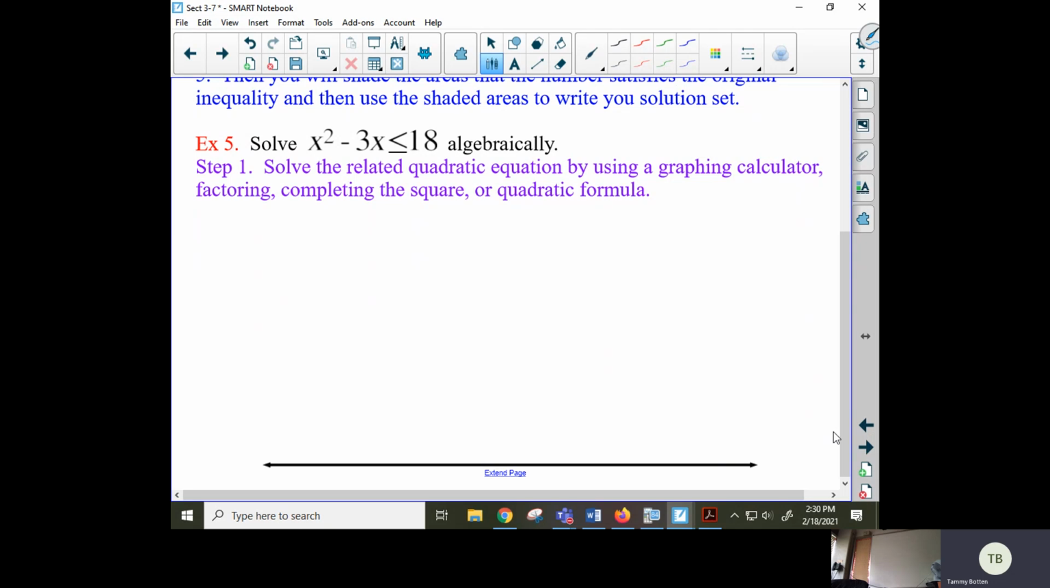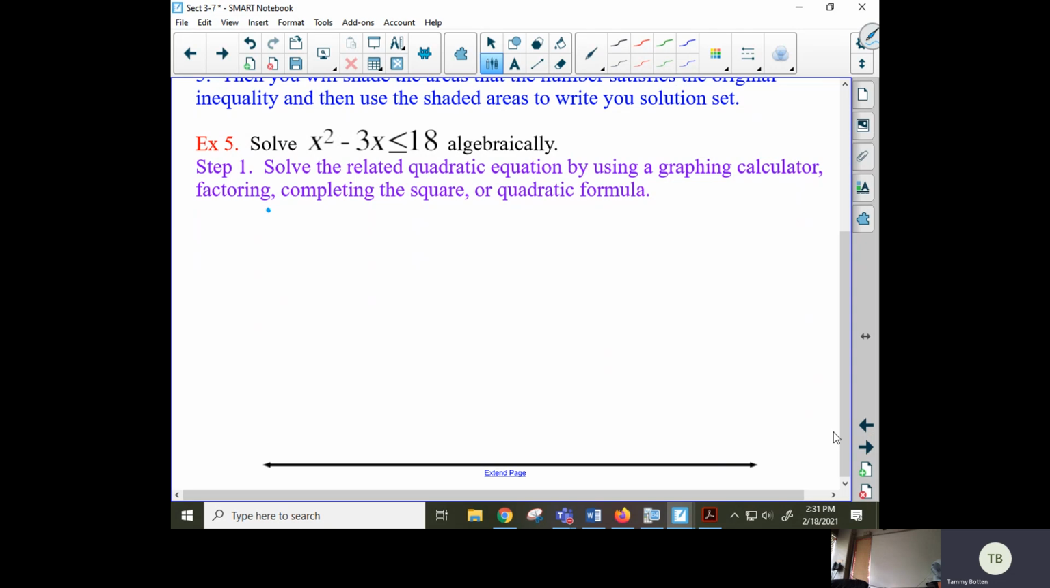And you can do that by using a graphing calculator, which we've been doing. You can factor it if it can be factored. You can complete the square, or you can use your quadratic formula. Would you guys all probably use your calculator? Yep. Okay. If it looks easy to factor and you can do that, go ahead, but otherwise just use your calculator.